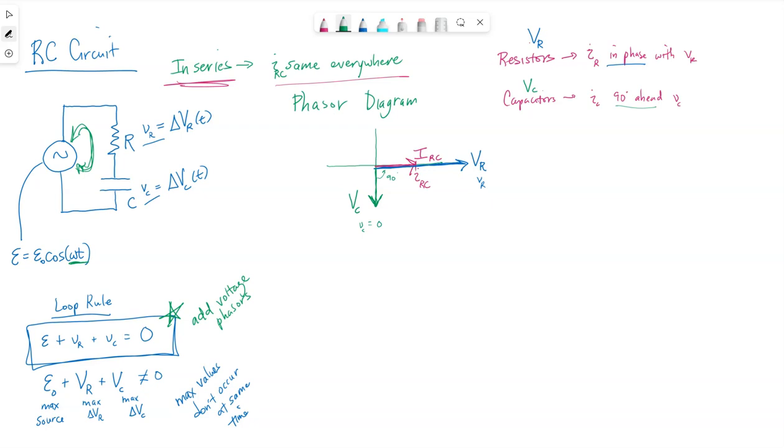Well, if you recall, with vectors, we can add them tip to tail. So I can either take VC and add VR, or I can take the original VR and add VC, whichever. The result starts where those vectors started and points all the way out to where that second vector ends. This vector represents the maximum source voltage.